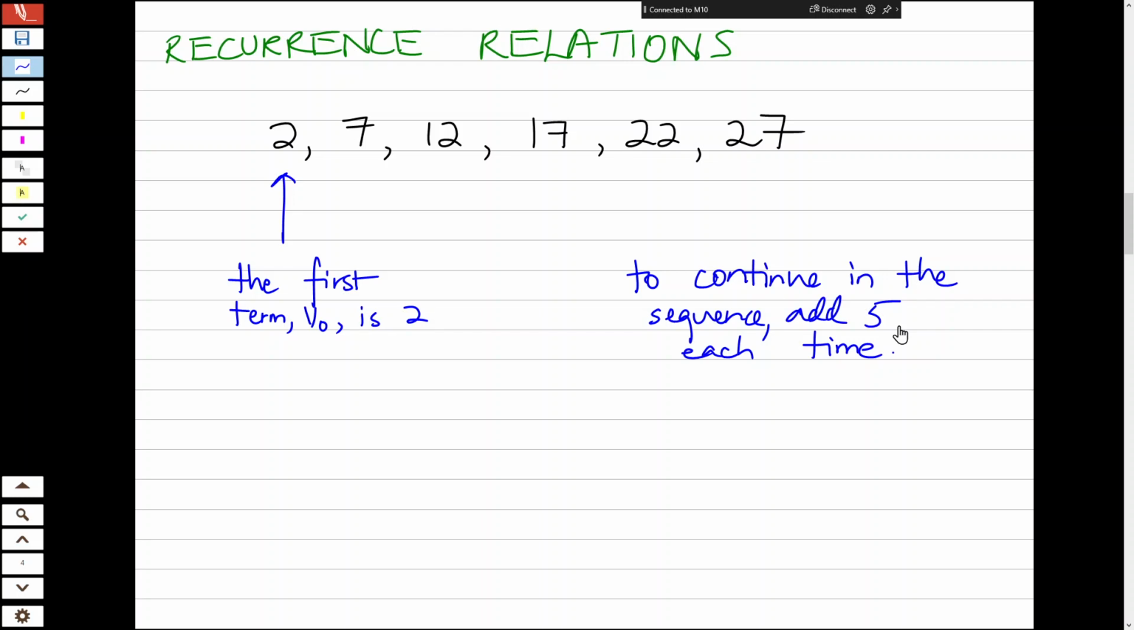So let me show you. This means the next term, Vn plus 1, and this means the previous term, Vn. So this equation is saying, for any value of n that I choose, I can generate the next term by adding the number 5. Is that okay? So we're going to do lots of examples of this until it's burned into your brain. Okay?